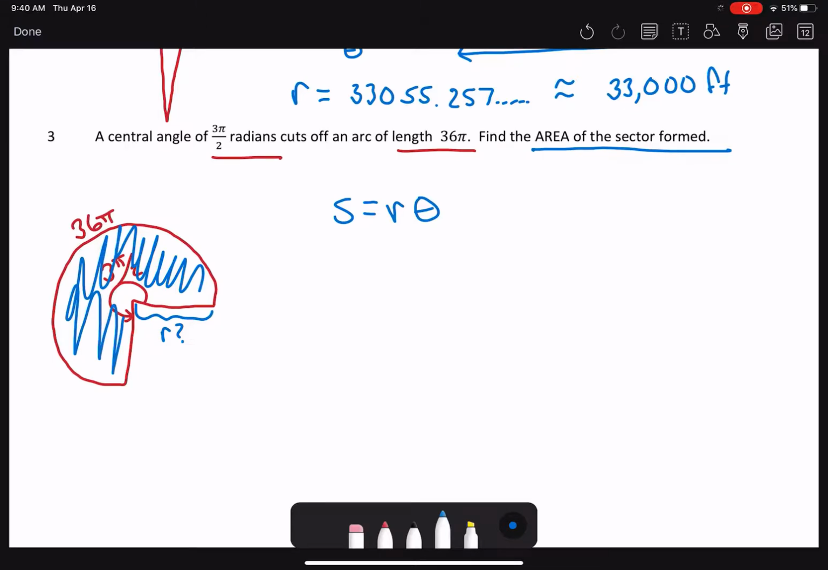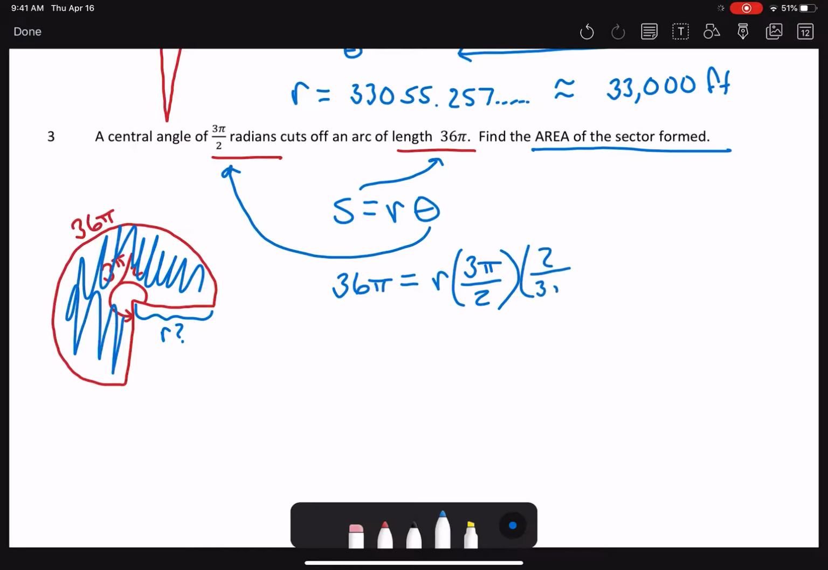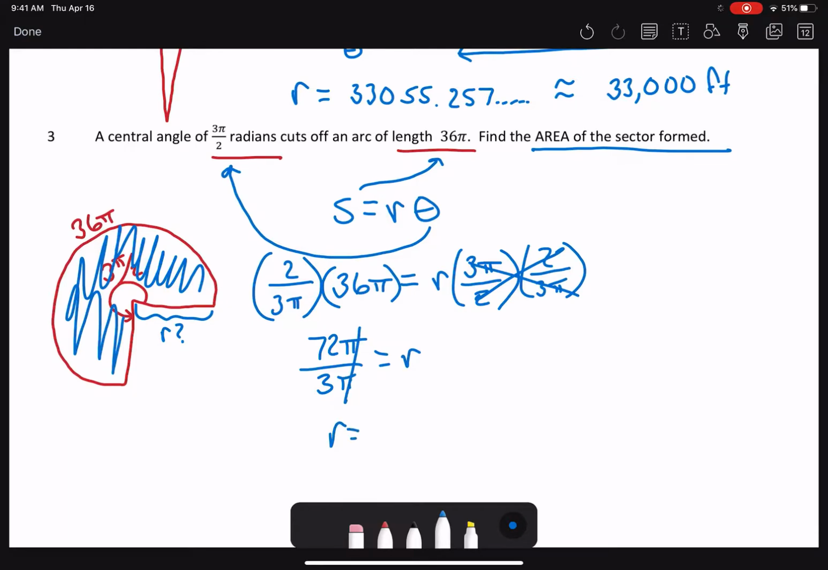And we say, all right, I know the arc length right here. I know theta right there. And so I can say 36 pi is equal to radius, which I don't know, times 3 pi over 2. To get rid of this fraction, I can just multiply both sides by the reciprocal, 2 over 3 pi, on both sides. And that gives me 72 pi over 3 pi is equal to radius, and the 2's cancel out and the 3 pi's cancel out. Well, clearly the pi's cancel out, and 72 divided by 3 is 24. So we know the radius is 24.